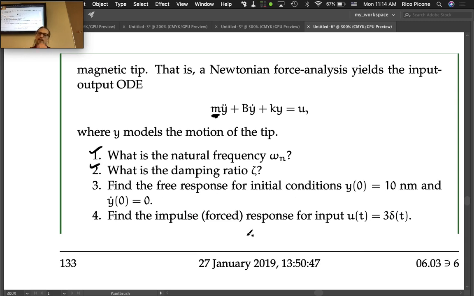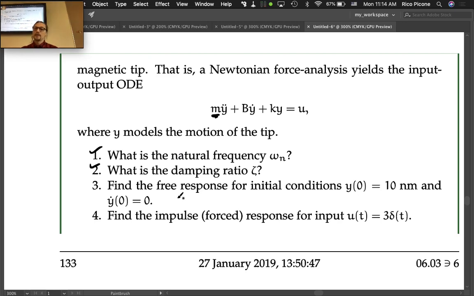So now we're on 3. We need to find the free response for initial condition. We displace the cantilever by 10 nanometers, and we let it go. And we want to see what happens to the response. So we're going to start off at 0 velocity and see how it responds.